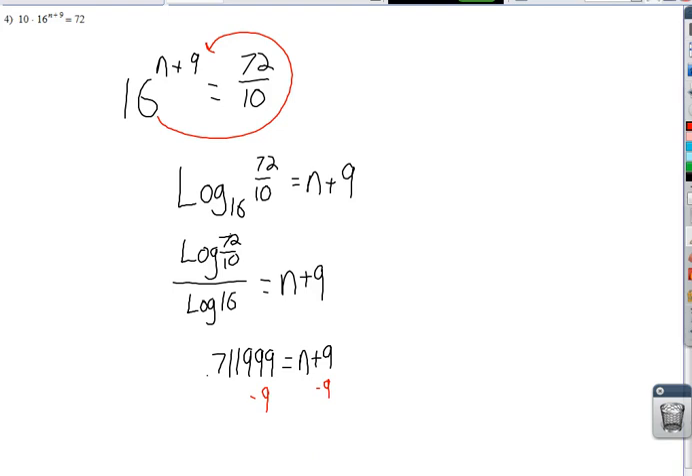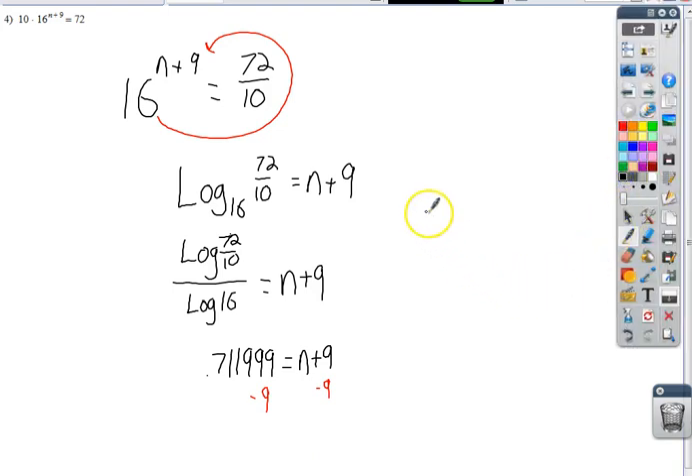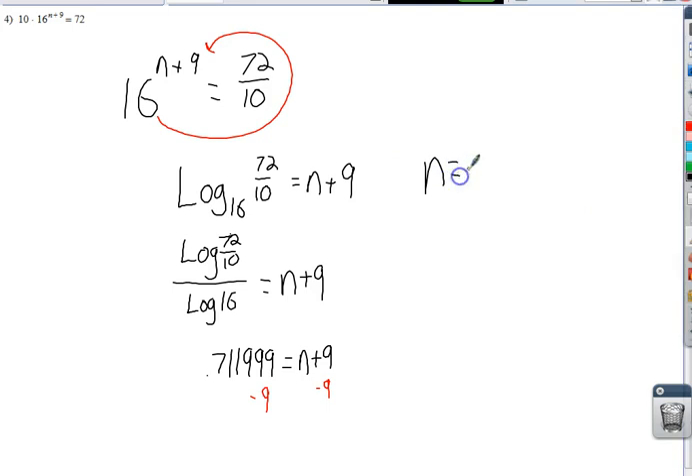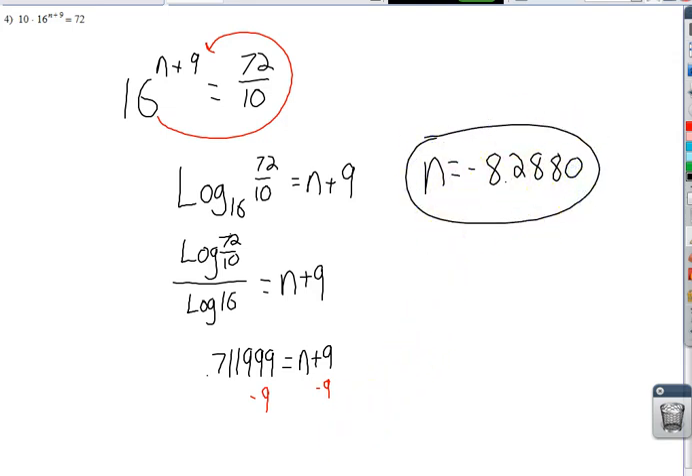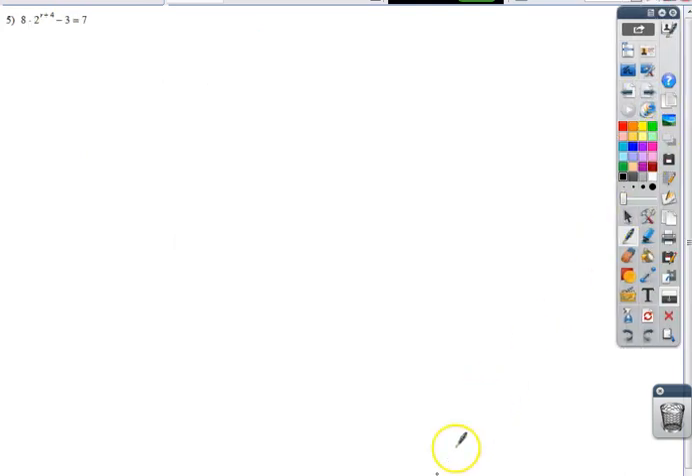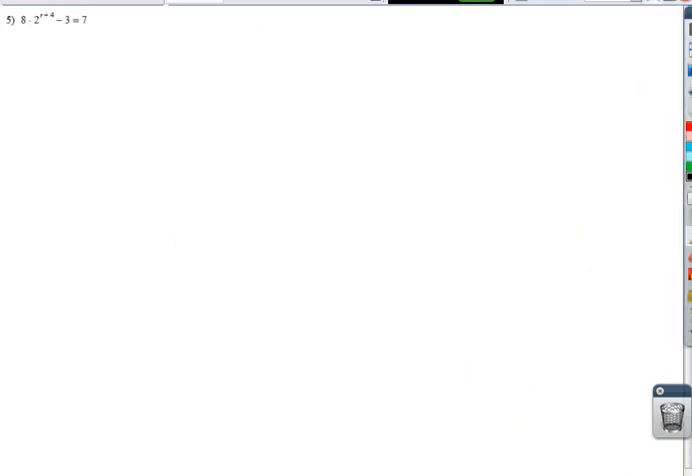So we go ahead and do that. And your answer here for n equals negative 8.2880. You could always check this, but remember, when I check this in the problem, you're not going to get exactly 72 because this number isn't exact, it is a bit rounded. Moving on. So over here, what do I have to do first to this problem?